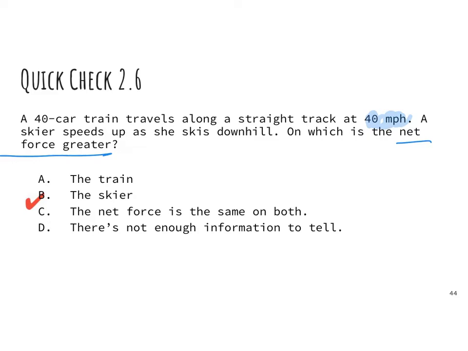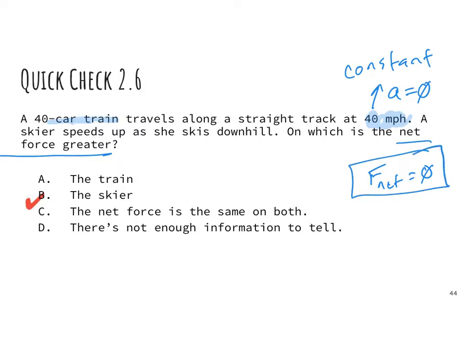Our instinct is to say it's the 40-car train, because it's such a large mass that it has to have a large force. But net force, we talked about with Newton's second law, causes acceleration. So this 40-car train is going at a constant 40 miles an hour. That means if I have constant velocity, acceleration is 0, and therefore the net force is also 0.